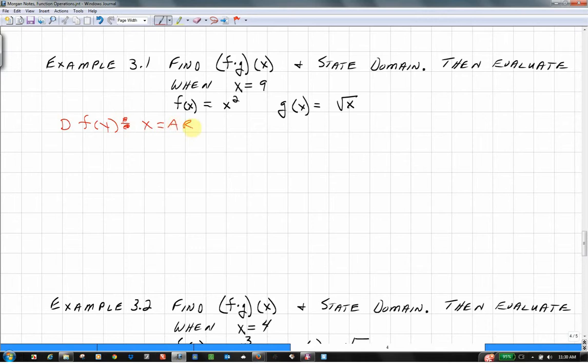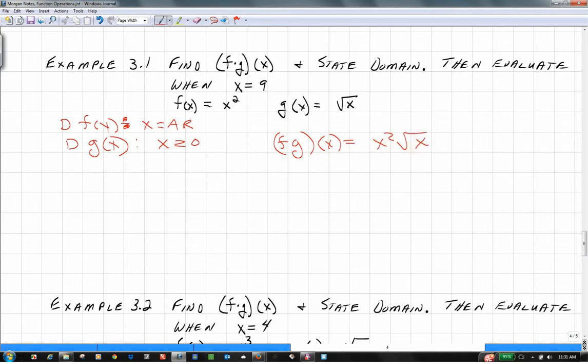Now the domain of g of x is a square root, so the domain of g of x is going to be x has to be greater than or equal to 0 because I can't have a negative under the square root. And let's go ahead and multiply those out. So if I have f times g of x, that's going to be equal to x squared times the square root of x.